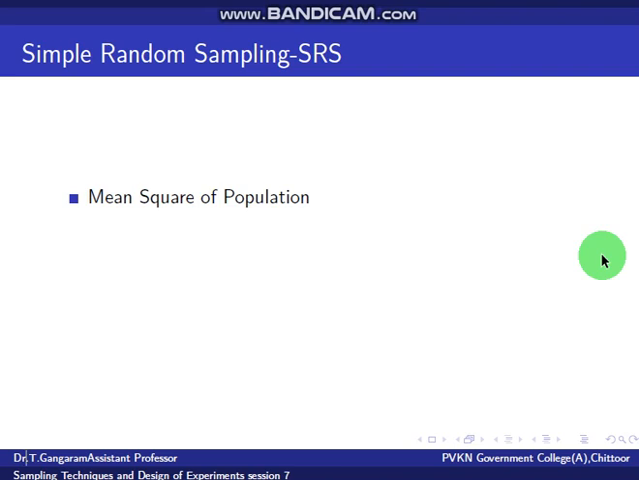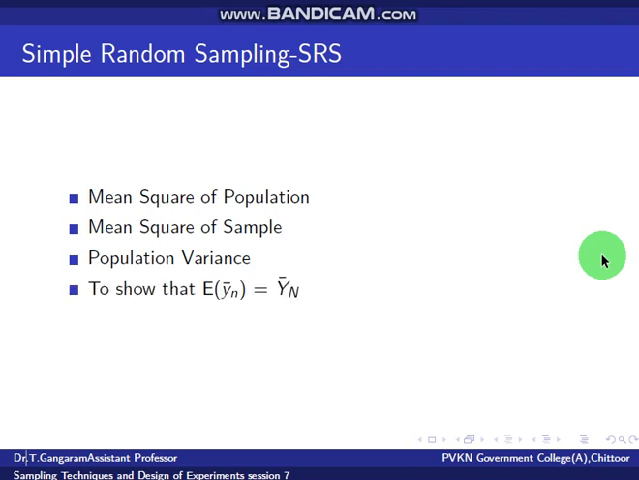In this lecture we are going to discuss these basic terminology: mean square of population, mean square of sample, population variance, and a small theorem to show that sample mean is an unbiased estimate of population mean. That is, expectation of small y bar is equal to capital Y bar. These are the four concepts we are going to cover now.